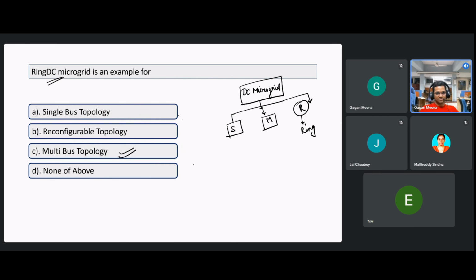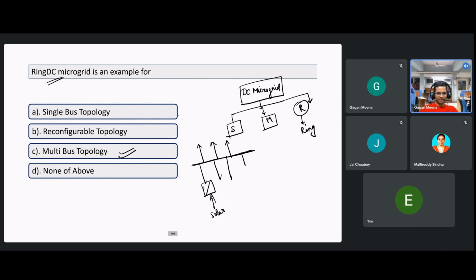So in a single bus, suppose we have only this. This is the single bus, and here we can connect sources and loads. Here we have different loads, and here we have different sources. Suppose the source is solar, so it will be DC to DC.